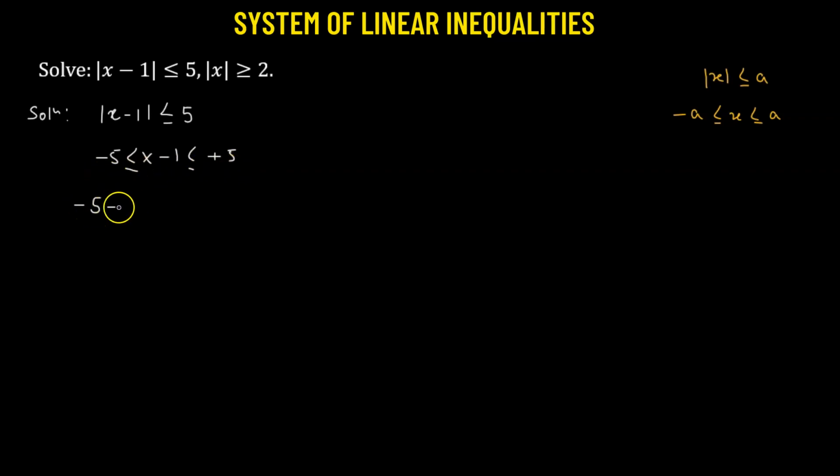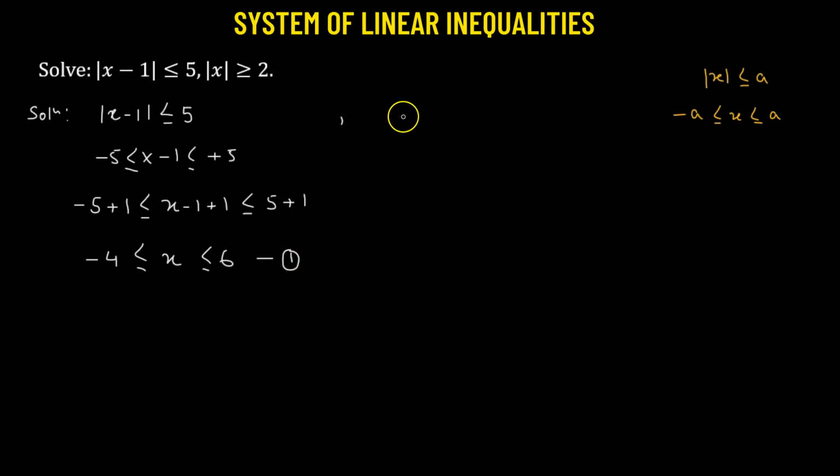So we have negative 5 plus 1 less than or equal to x minus 1 plus 1 less than or equal to 5 plus 1. So negative 5 plus 1 will be negative 4, less than or equal to x, less than or equal to 6. So this is our solution to our first linear inequality. So we'll keep it aside. Let's label this as number 1.